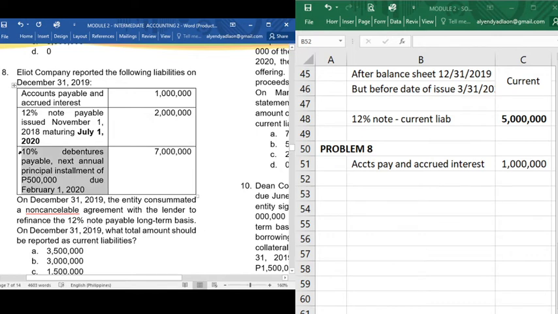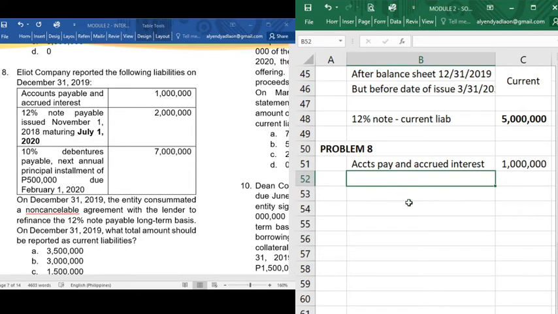Okay? Next, 10% debentures payable. Next, annual principal installment of 500,000 due February 1, 2020. So in this case, the debt is 7 million, but it is payable every year. It is an installment, 500,000 per year. So what do we treat as current here? Only the current portion, the amount to be paid next year. Since we pay 500,000 annually, due every February 1, the 500,000 is what we treat as current liability. Okay? 10% debentures, current portion.